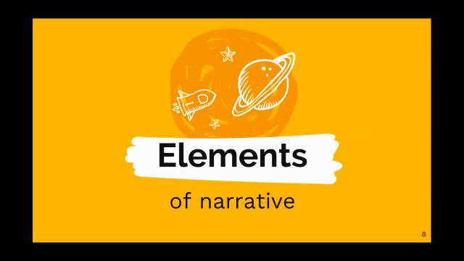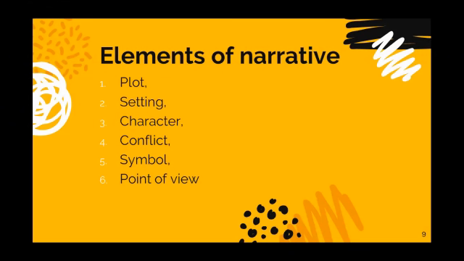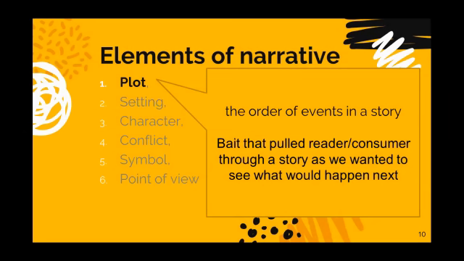Next, we go to the elements of narrative. There are 6 main elements of narrative. The first one is plot, followed by setting, character, conflict, symbol or message, and point of view. Plot is the order of events in a story.